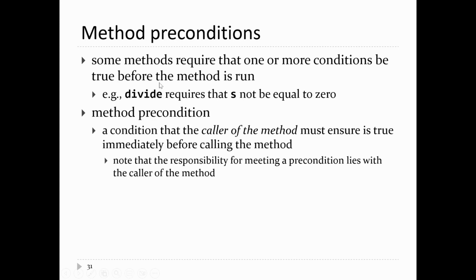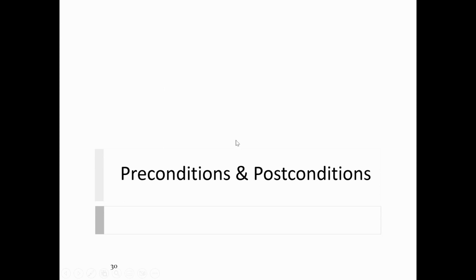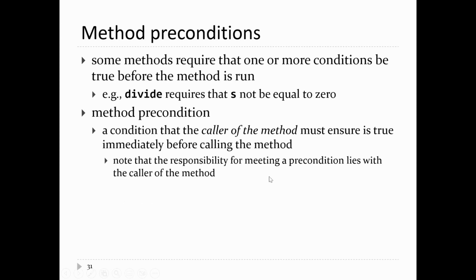Okay, so method preconditions. Preconditions and postconditions. It's often the case that you will write a method, and in order for the method to run correctly, there has to be one or more conditions that need to be true before the method runs. So for example, if you try to divide a point by some scalar value s, then it doesn't make sense if s is 0, because you can't divide by 0.